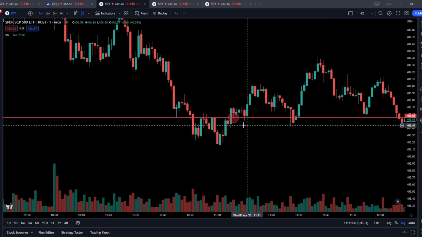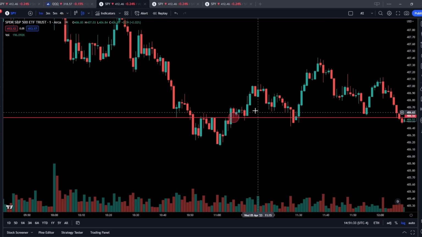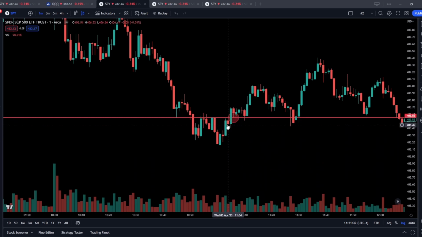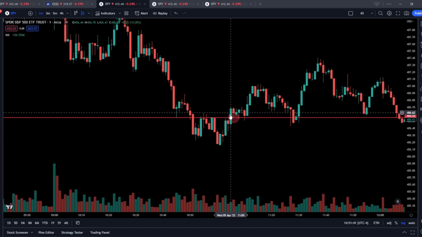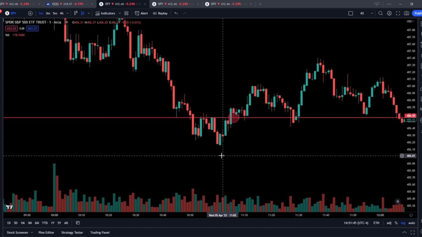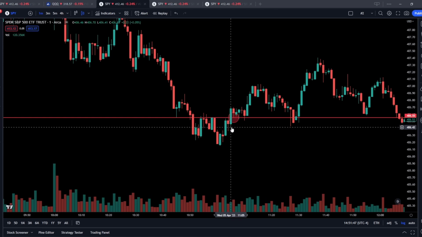Now, the way I do my stop loss, what I said is my stop loss is the wick of the candle that pushes us through the level. So this candle right here, this green one, is the one that pushed us through that resistance. This is the wick support. So a close below that wick would be my stop loss.